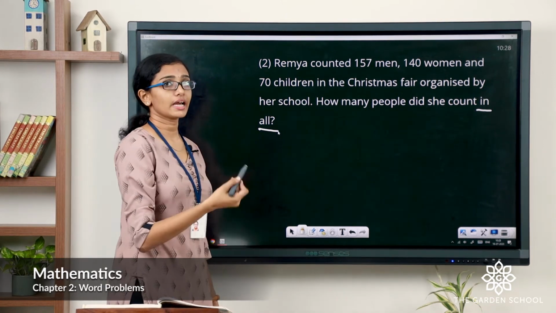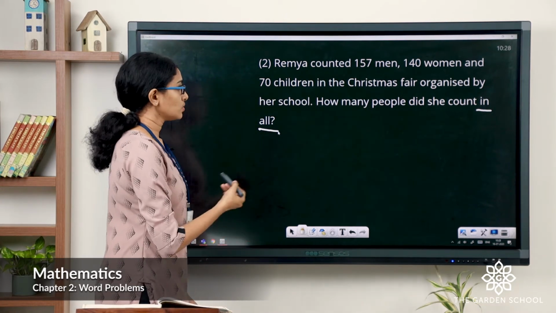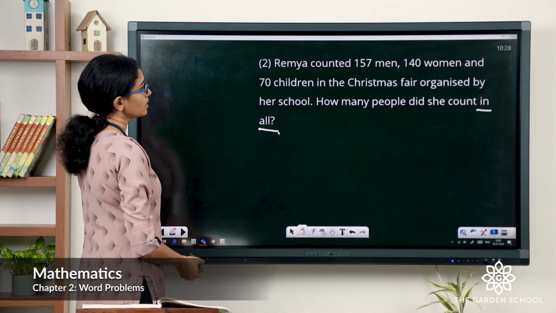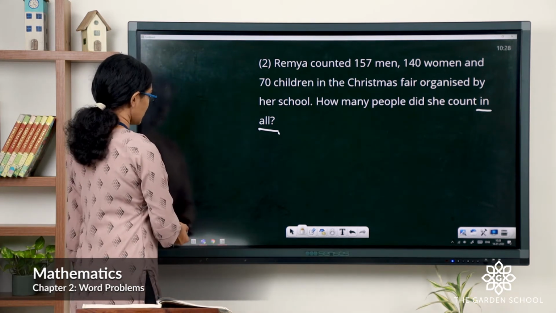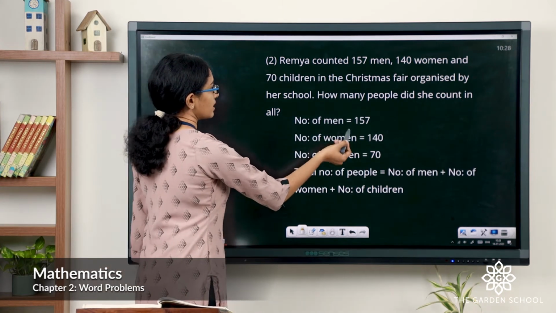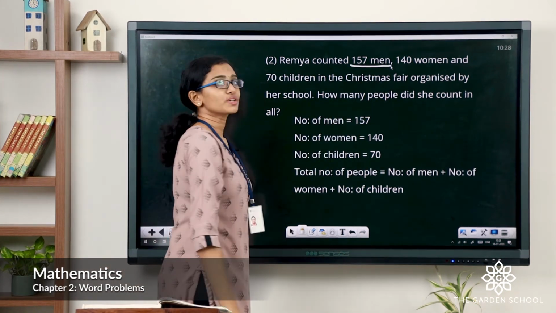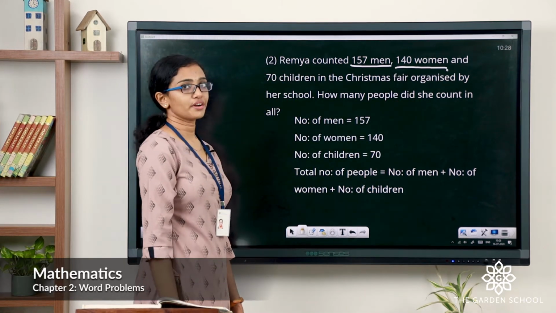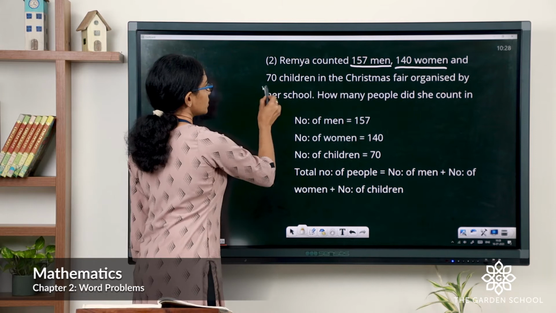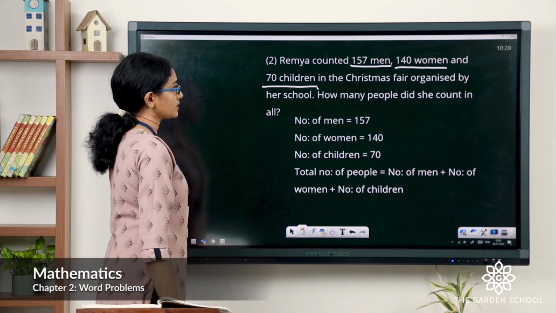In all means add or addition. So, here also is an addition word problem. So, let's write down the steps with the given data. So, how do we write the steps? The number of men equal to 157 men. The number of women equal to 140 women. The number of children equal to 70.